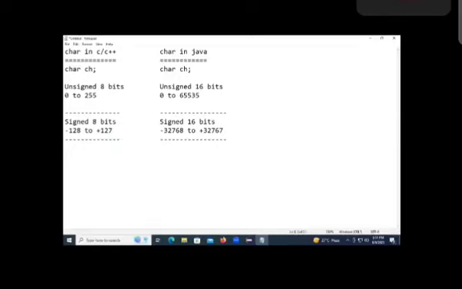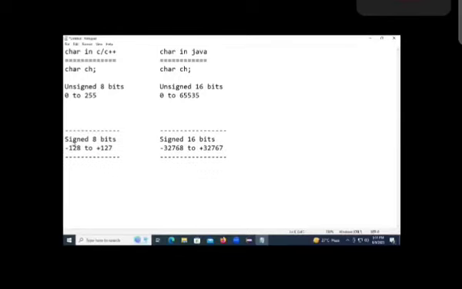Okay, now see how exactly it is represented. In case of signed 8 bits, in both cases memory allocated is 8 bits. But here the range is minus 128 to plus 127. Why? Because 7 bits are used for the value and 1 bit is reserved for the sign. Only 7 bits will accommodate your value. But here there is no sign bit because the number is unsigned.